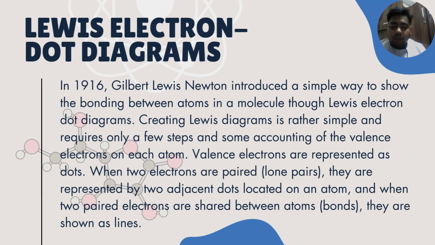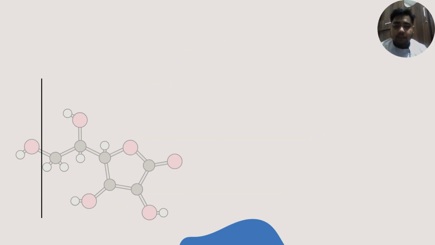Lewis electron dot diagrams. In 1916, Gilbert Lewis introduced a simple way to show the bonding between atoms in a molecule through the Lewis electron dot diagram. In this diagram, we are required to count the valence electrons on each atom, and these valence electrons are represented as dots. When two electrons are paired, they are called lone pairs, and they are located on the atom. And when two paired electrons are shared between atoms, they are called bonds, and they are shown as lines.